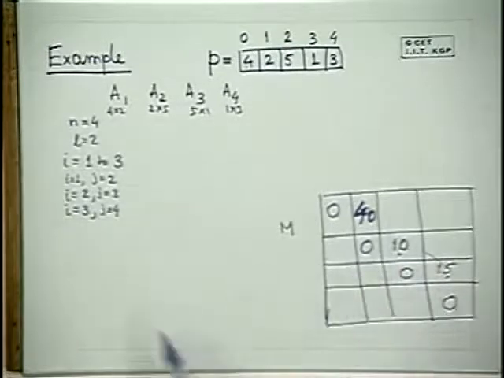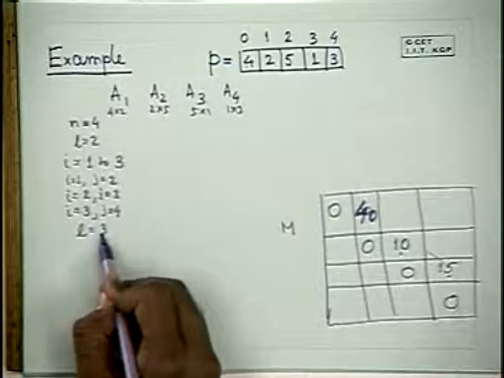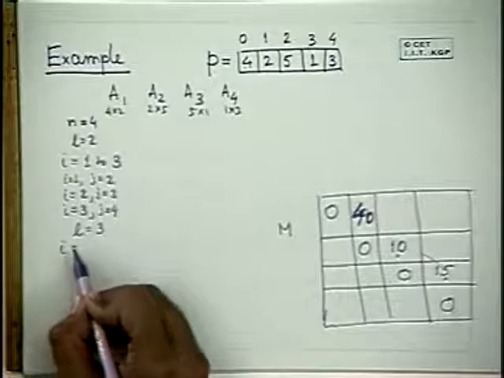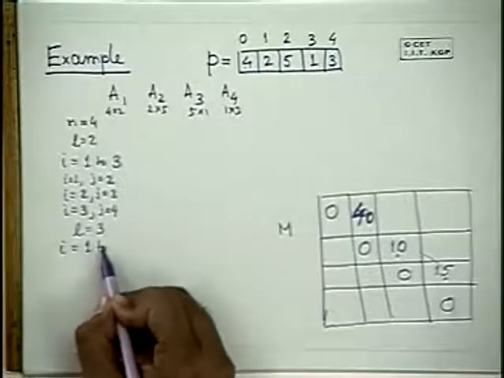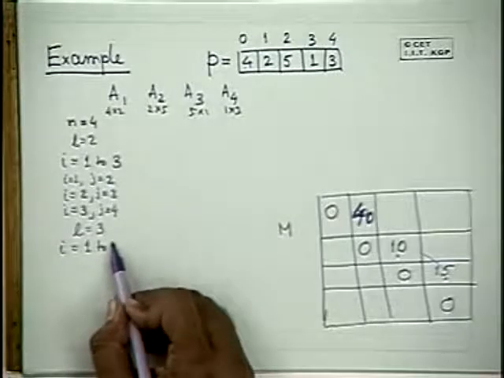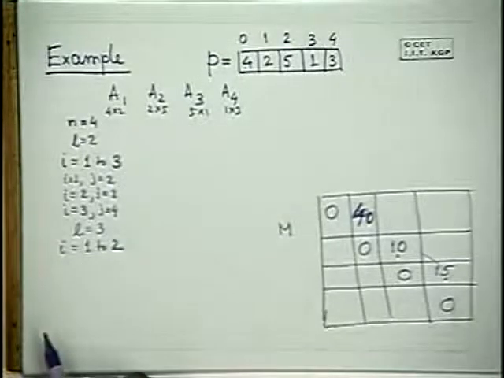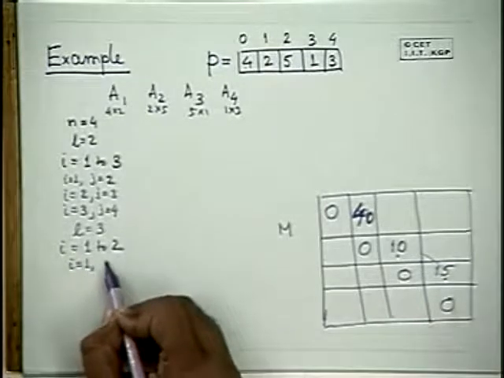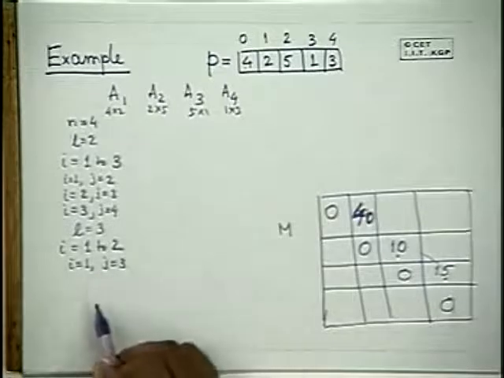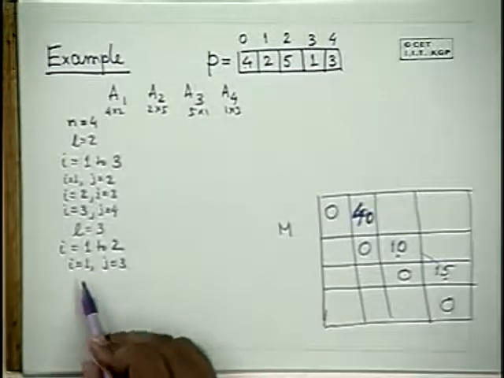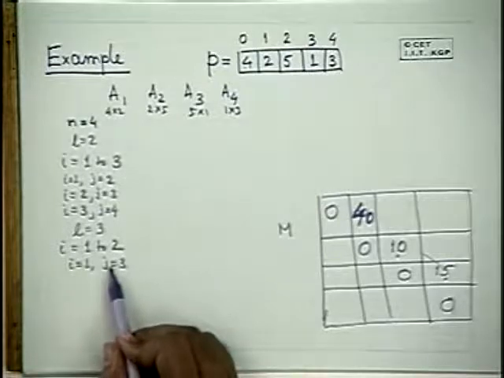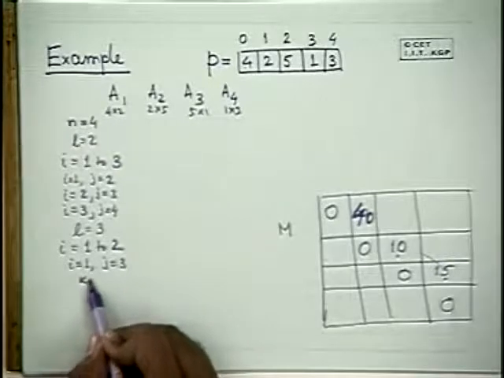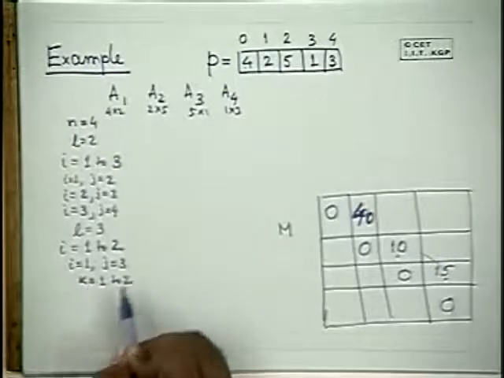Now we will go to L loop. L becomes now 3. And I now is moving from 1 to 2. So when I is equal to 1, j this time should be 3. I is 1 and j is 3, and k is running from I to j minus 1. So k is 1 to 2 running.